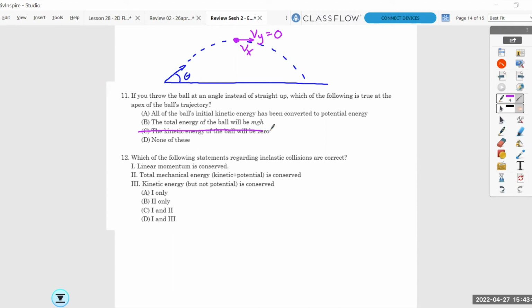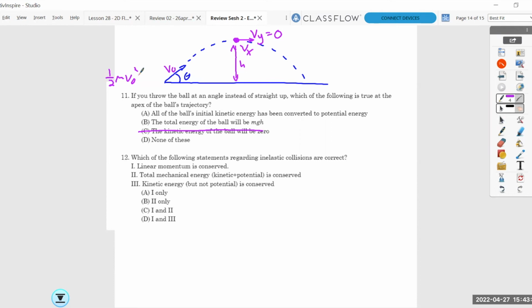As a result, will the total energy of the ball be mgh? Well, down here, if we start off with some initial velocity v0, we'll have 1/2 mv0 squared, right? Are we going to be able to turn all of the energy into potential energy?